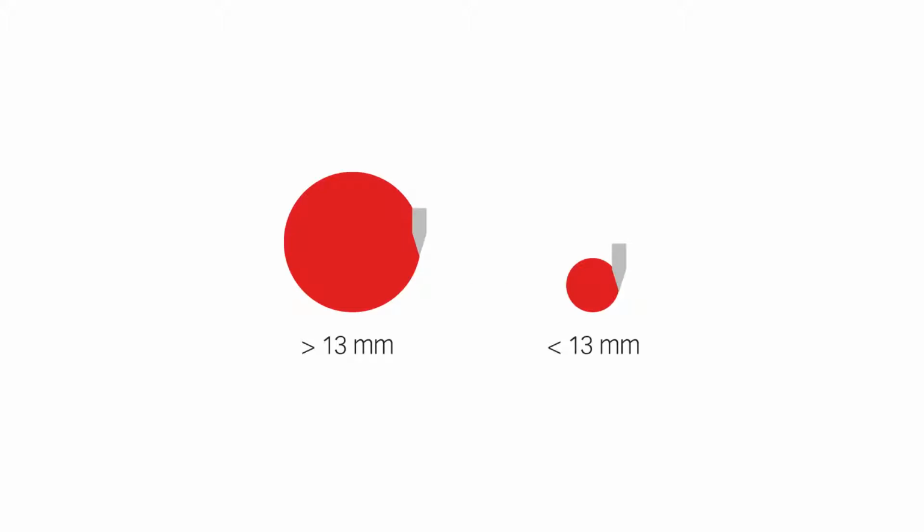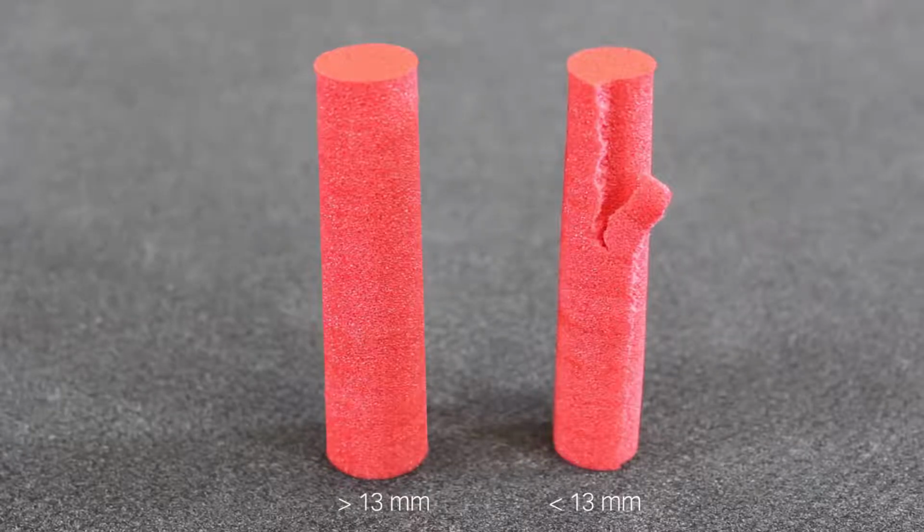Radius limitations. Because of the blade geometry, radii smaller than 13 mm are difficult, if not impossible, to cut cleanly. The blade has a tendency to displace and tear the material. This is an example of two circular cuts, one greater, the other smaller than 13 mm.